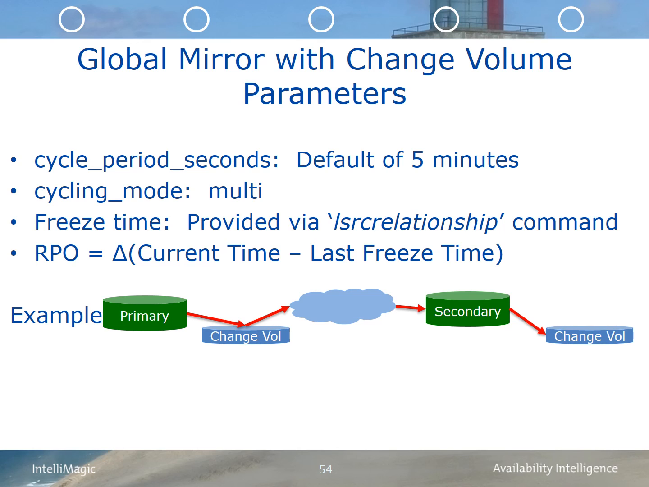A longer cycle time, or cycle period in seconds, will actually smooth out the spikes and use the bandwidth more efficiently. So if you can allow for a longer RPO, then a higher cycle time in terms of seconds will allow you to more efficiently use the bandwidth. The RPO, or recovery point objective, can be calculated as the difference between the current time and the last time that there was a freeze. So if the last freeze happened 5 minutes ago, the RPO would be 5 minutes.